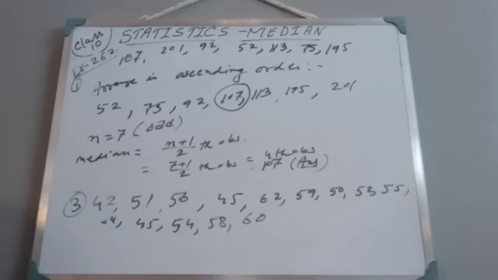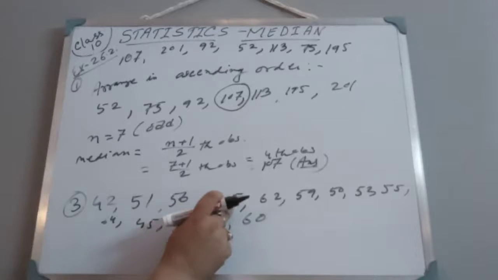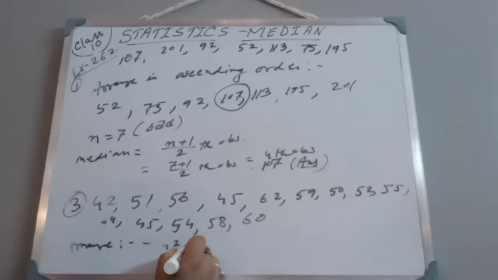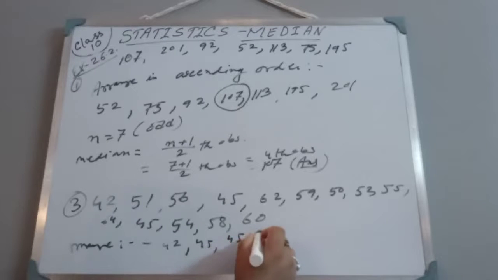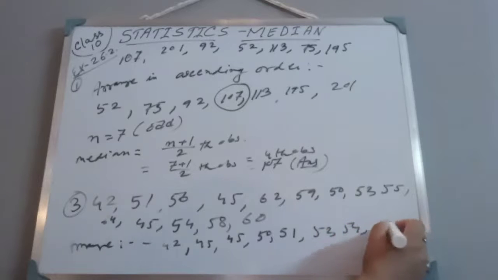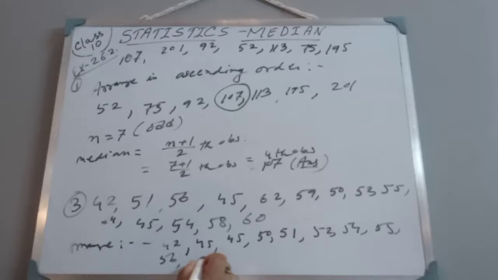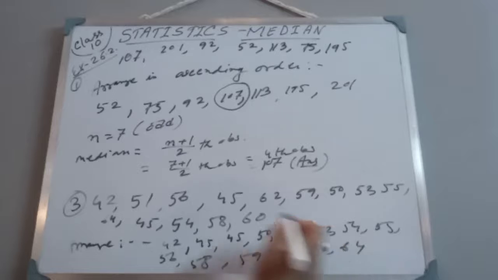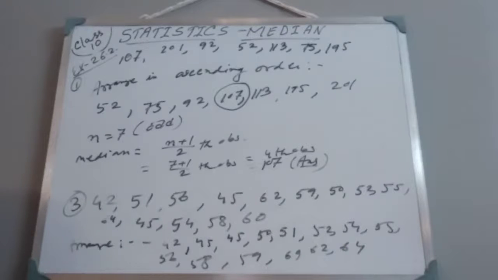So let us arrange all the data in ascending order first. We will start from 42, then 45, then again 45, then 50, then 51, 52, 54, 55, 56, 58, 59, 60, 62 and then 64. Very poor marks.